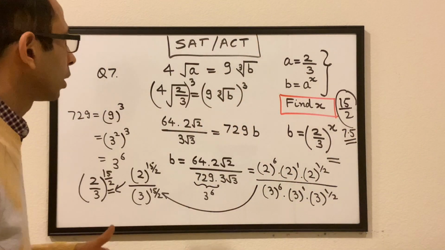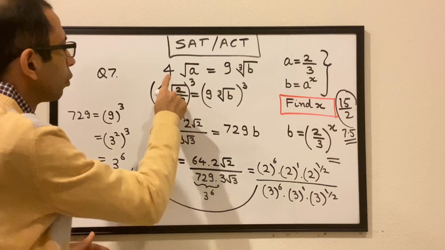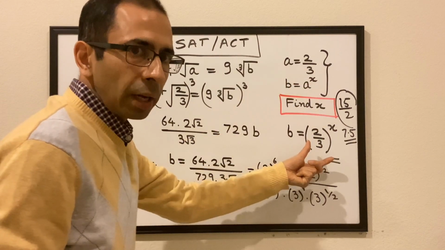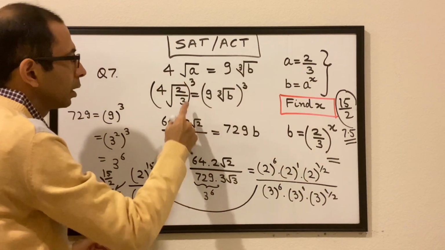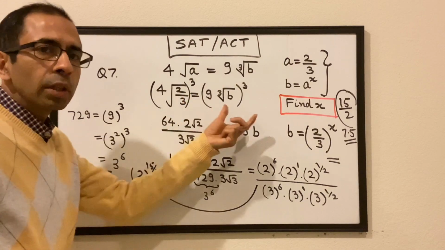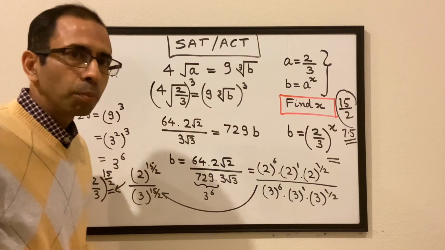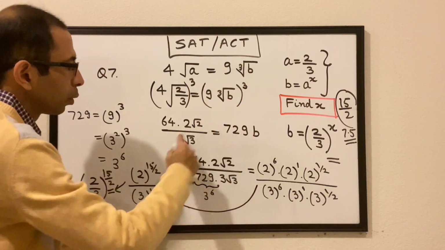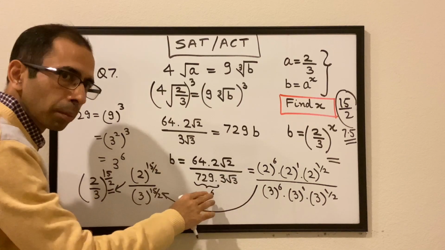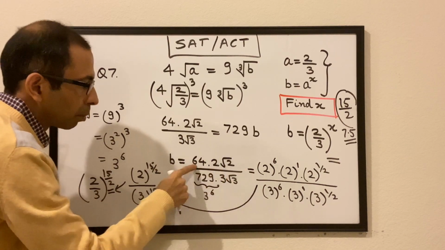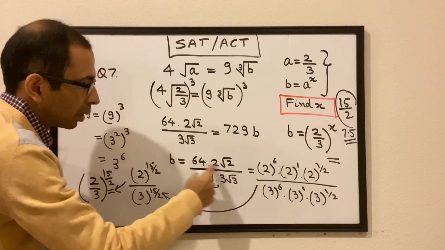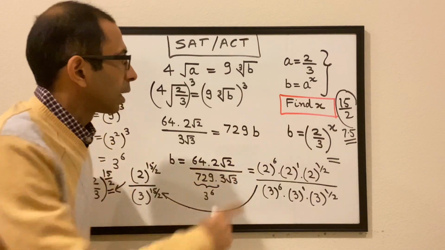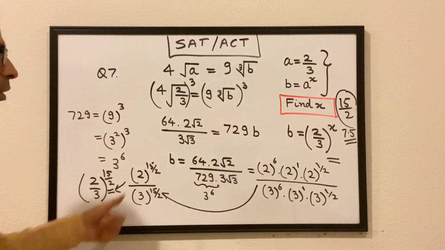Again, just to reiterate here, a lot of calculations here, but that's okay. 4 root a is equal to 9 times cube root of b. We have to write b in terms of a, right? The value of a is 2 over 3. So we plugged in the value of a. We did the cube on both sides because we have to get the value of b, and it was a cube root here. So to get rid of the cube root, we have to do the cube. We did cube on both sides and we wrote b in terms of the numbers here, right? We were able to simplify the numerator in terms of the base 2, the denominator in terms of the base 3, eventually getting this, which is similar to what they're asking, like b is equal to a to the power of x, so that x is 15 over 2.